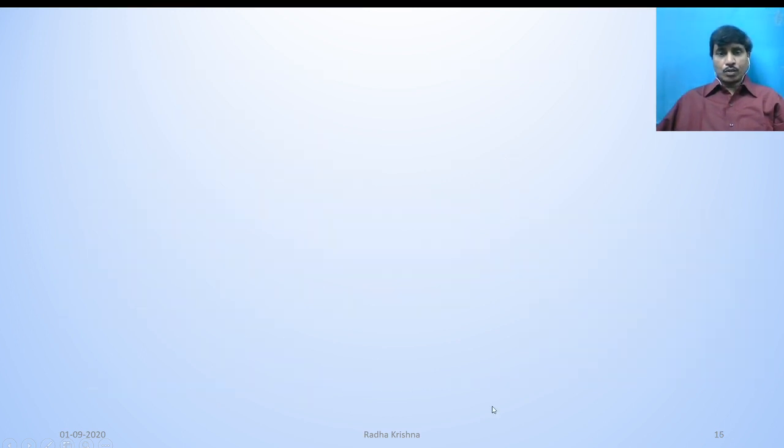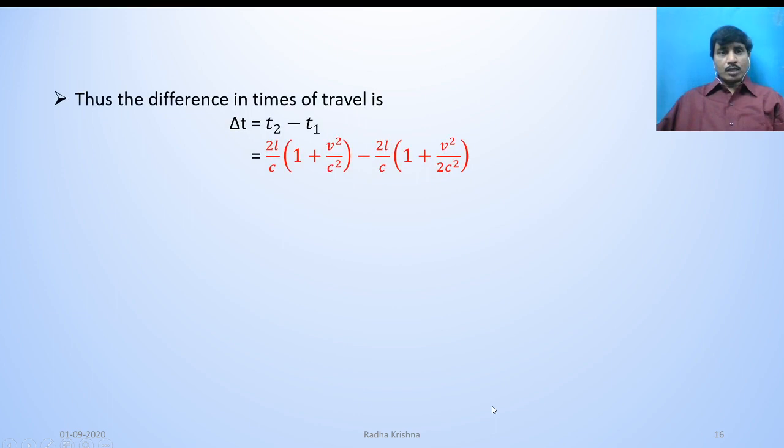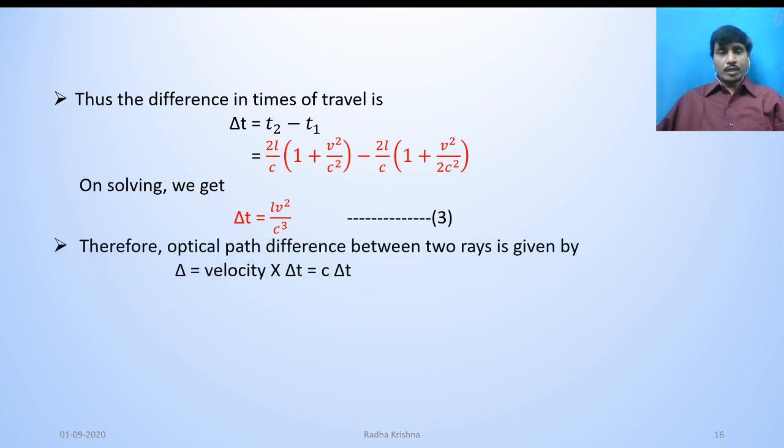That is equation 2. Thus, the difference in times of travel is delta T is equal to T2 minus T1, that is equal to 2L by C into 1 plus V square by C square minus 2L by C into 1 plus V square by 2C square. On solving, we get delta T is equal to LV square by C cube, that is equation 3.